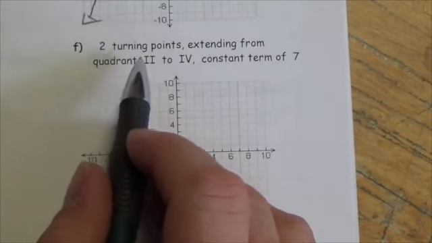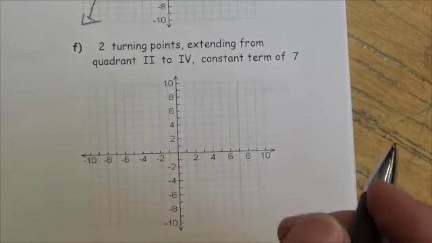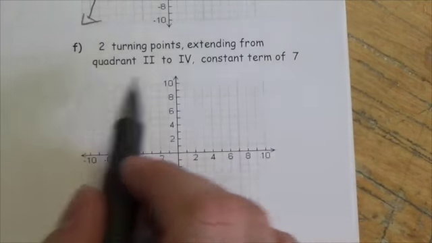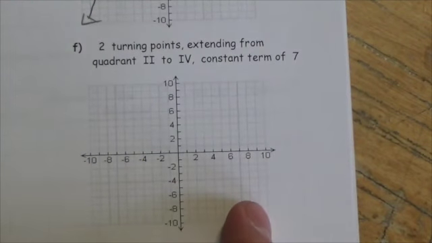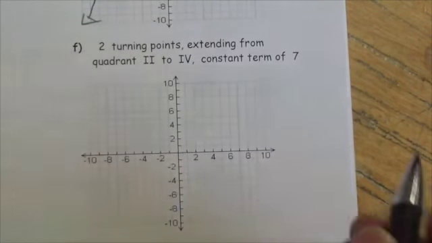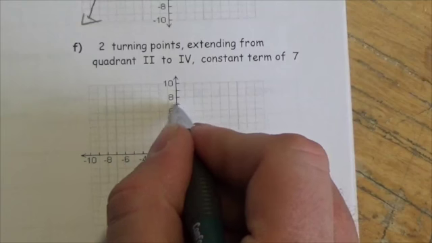This last one here, 2 turning points. That implies that it's probably going to be cubic, extending from quadrant 2 to 4, so from here to here. And the constant term of 7. Again, the constant term we link with the y-intercept.